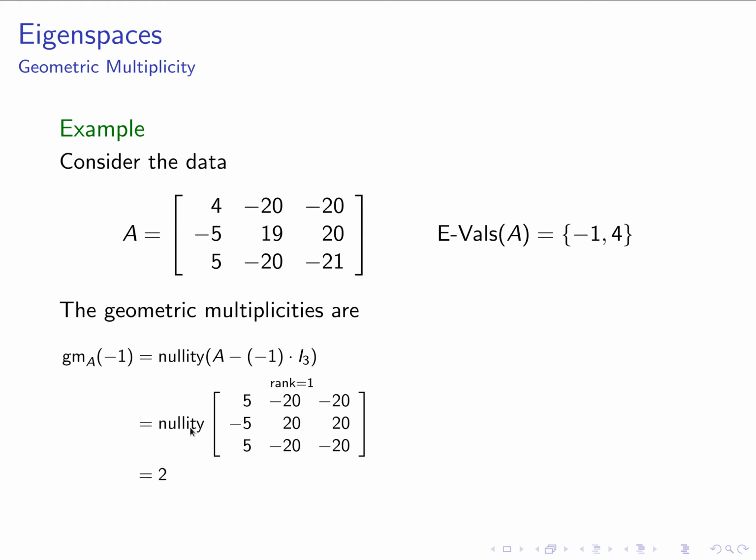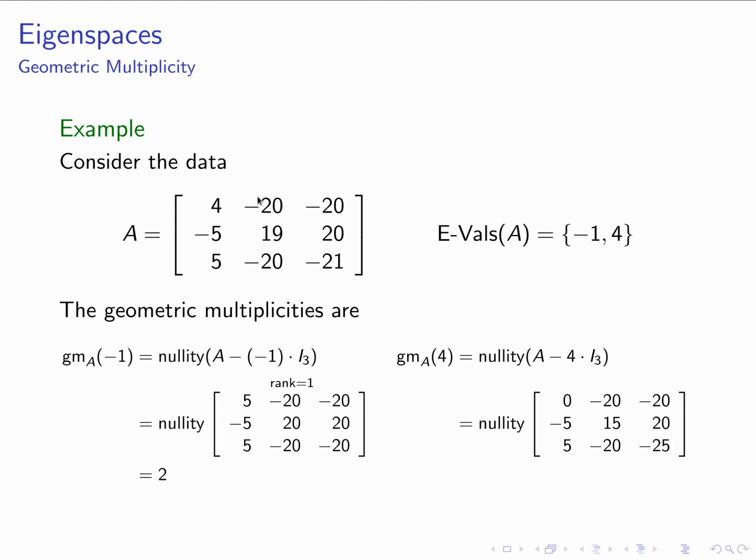So we just calculated the geometric multiplicity of -1 as an eigenvalue. The geometric multiplicity of -1 as an eigenvalue of this matrix is equal to 2. What about the geometric multiplicity of 4 as an eigenvalue? Well, now we're looking at the nullity of A minus 4 times the identity matrix.